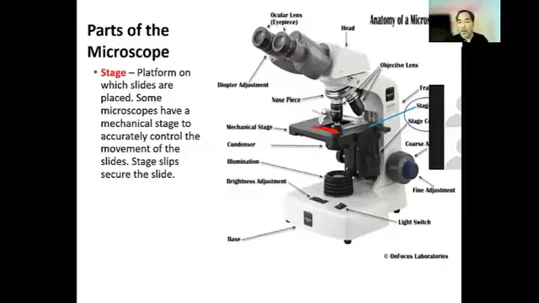The stage is where we put the slide. We put the slide underneath the objective lens so we can visually look at what the slide has. That is the stage. Remember, the stage has clips on each side. When you put the slide, let it be captured by the clips, because the stage can move up and down and left and right. That is the reason the slide has to be put on those clips.